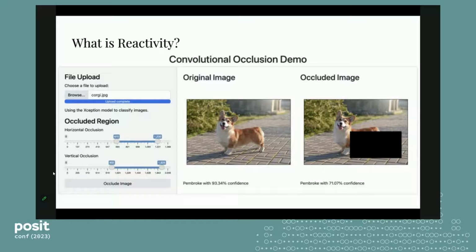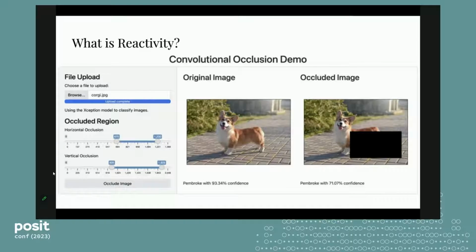Okay, back to the app though. This has a bunch of user inputs. For instance, it allows users to upload an image that they can then use with this app. When someone uploads an image, pretty much everything on the right-hand side of this app has to update, right? We need to update the picture, we need to update the occluded picture, and we need to make predictions both for the unoccluded and the occluded image.